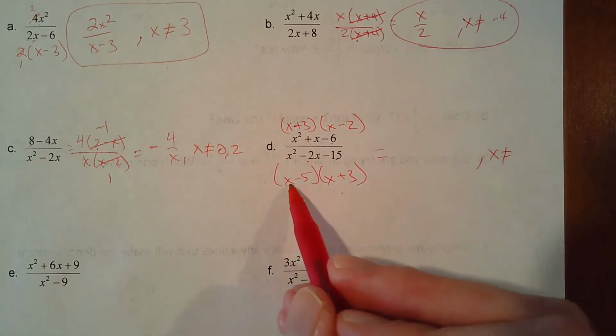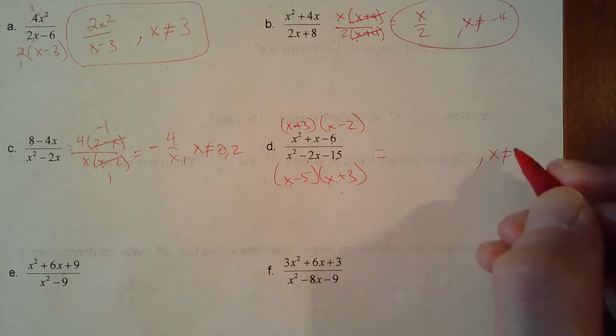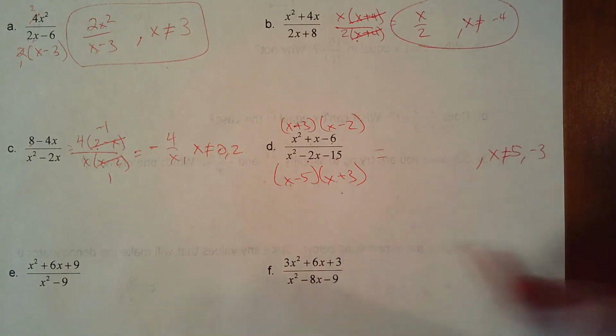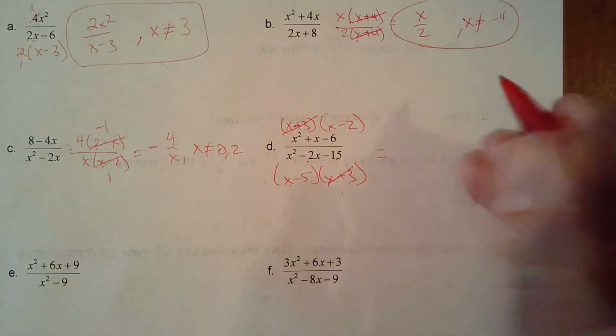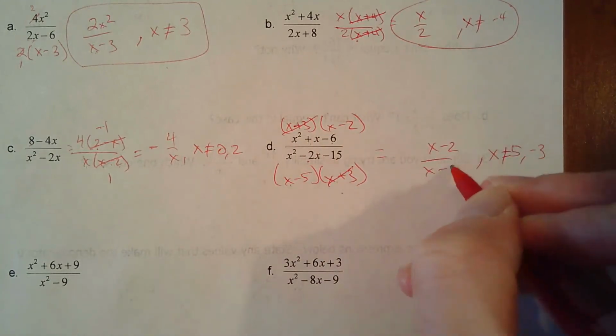Now, I'm going to do my excluded values first. It can't be 5, it can't be negative 3. And now do your canceling, x minus 2 over x minus 5.